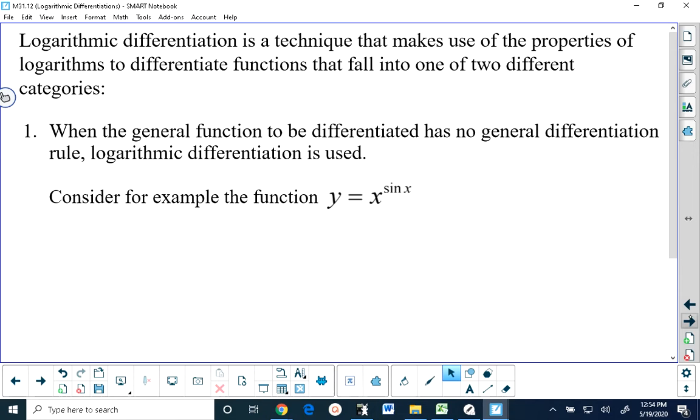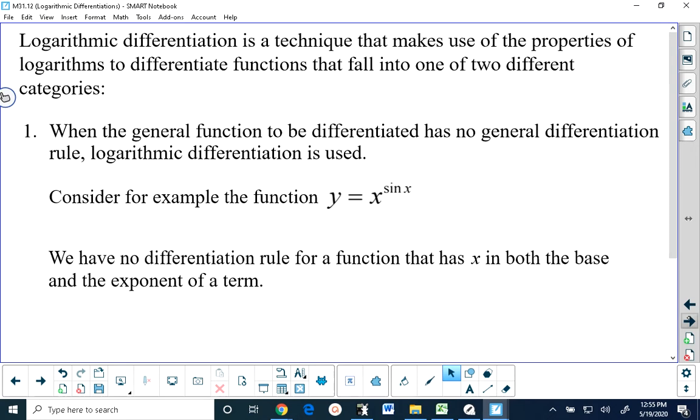There is no rule that we have learned, nor does there exist a rule, for finding a derivative of a variable raised to a variable. We have a rule for differentiating a function where there is a variable in the base and a constant in the exponent, like y equals x squared. We know how to differentiate that.